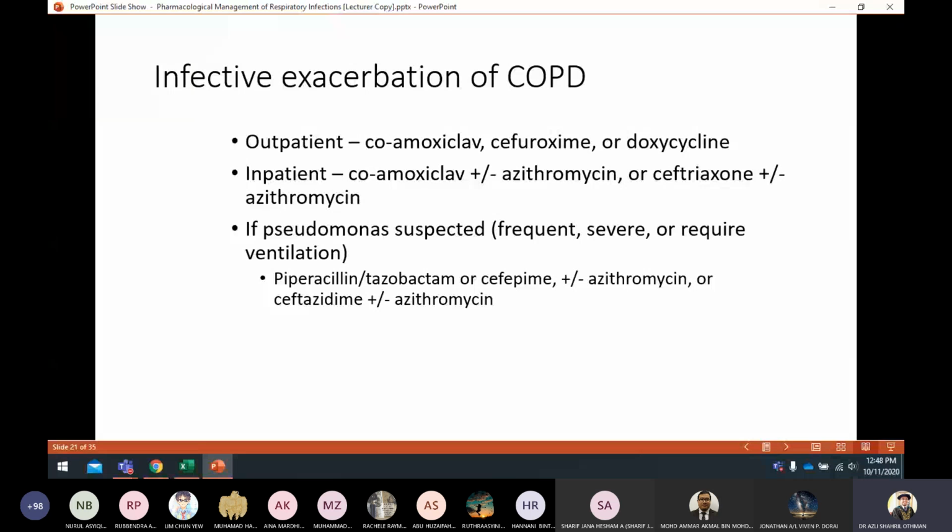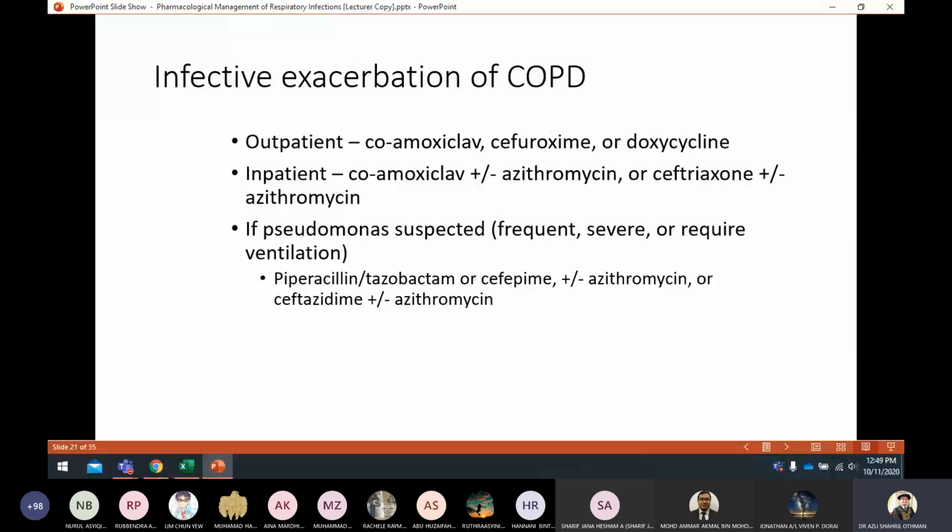What else can happen? Lung infections. If someone has COPD, there may be infective exacerbation of COPD. In COPD, you are having a lot of mucus, so there'll be a lot more probability of the patient getting an infection. You can treat that with co-amoxiclav, together with a host of other drugs. So fluoxetine or doxycycline in the outpatient setting, azithromycin, ceftriaxone in the inpatient setting.